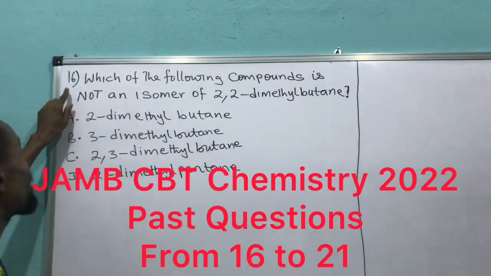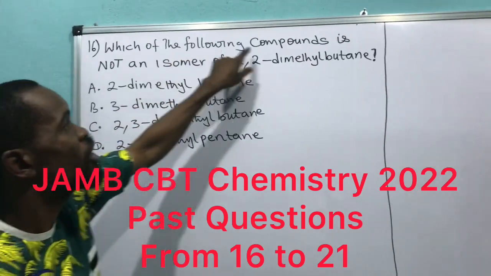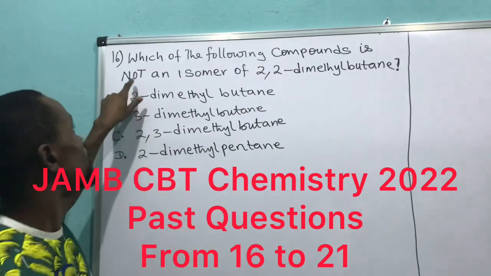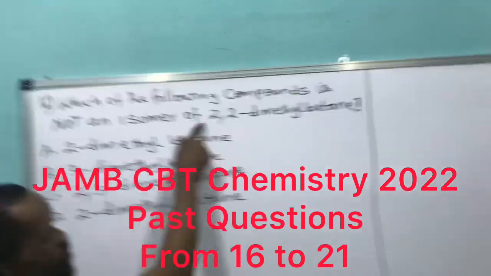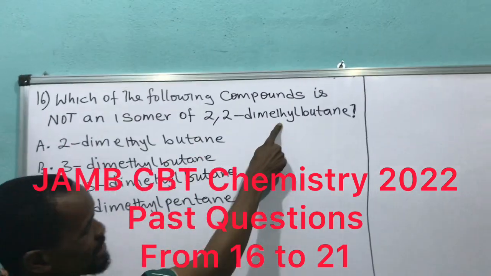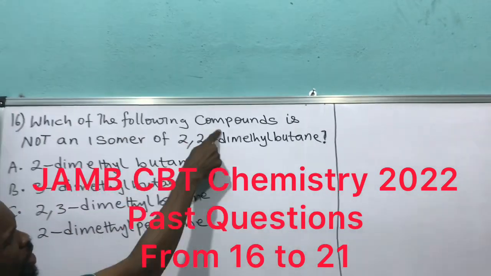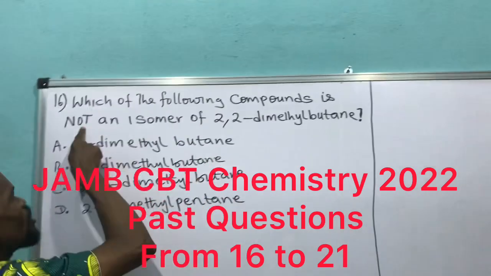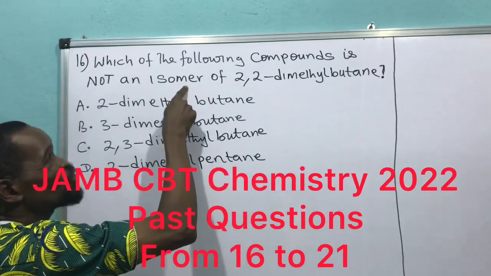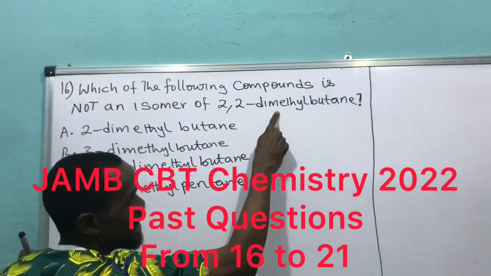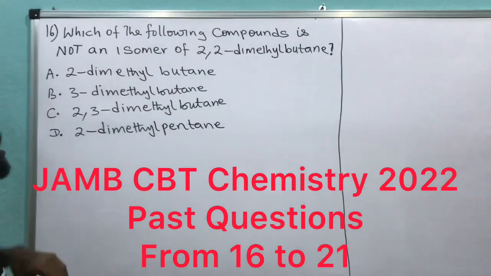That's question number 16. Question number 16 says, which of the following compounds is not an isomer of 2,2-dimethylbutane? So we are talking about isomers here.